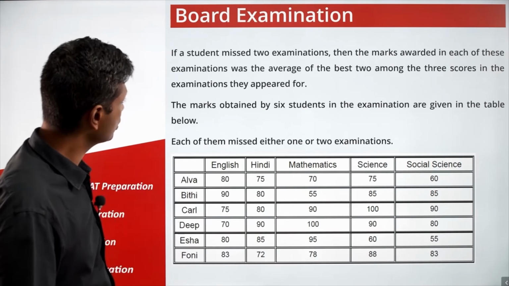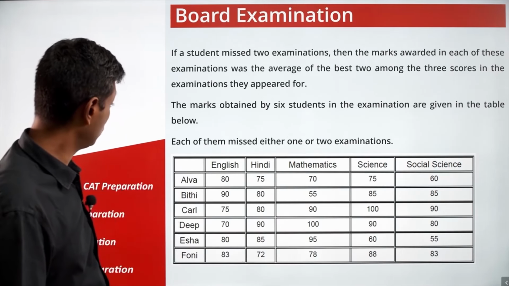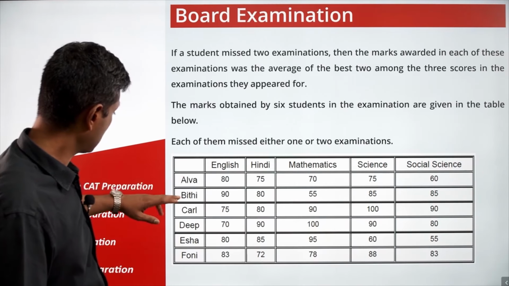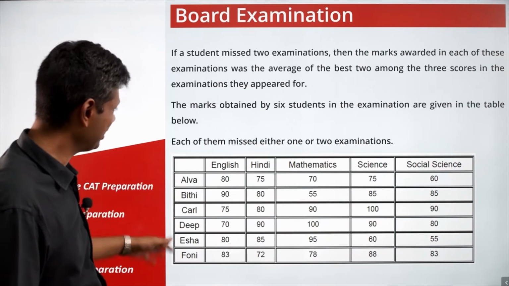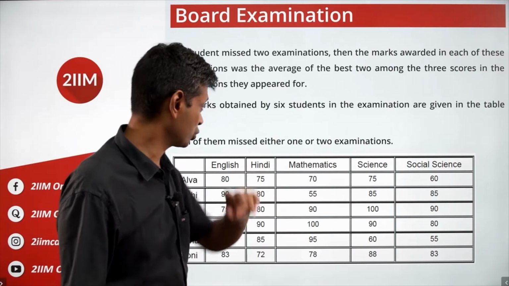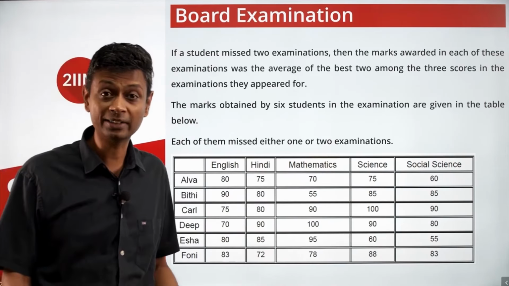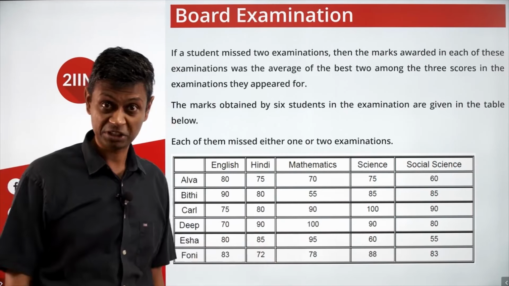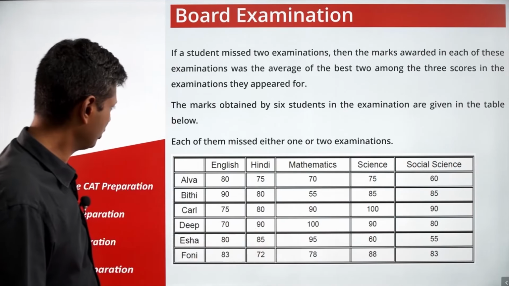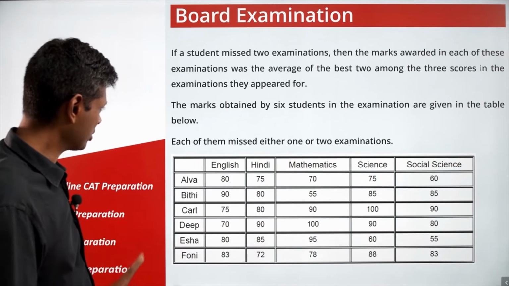The marks obtained by 6 students in the exam are given in the table below. Alba, Biti, Kal, Deep, Isha, Foni, A, B, C, D, E, F, English, Hindi, Math, Science, Social. Each of them missed either 1 or 2 examinations. Nobody has attempted all 5. They're living in tough times. Lovely, we've got this. Okay.